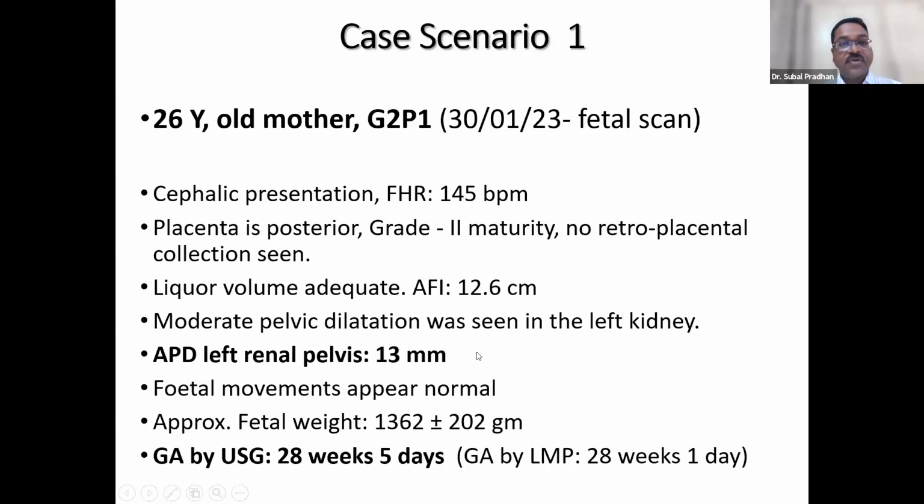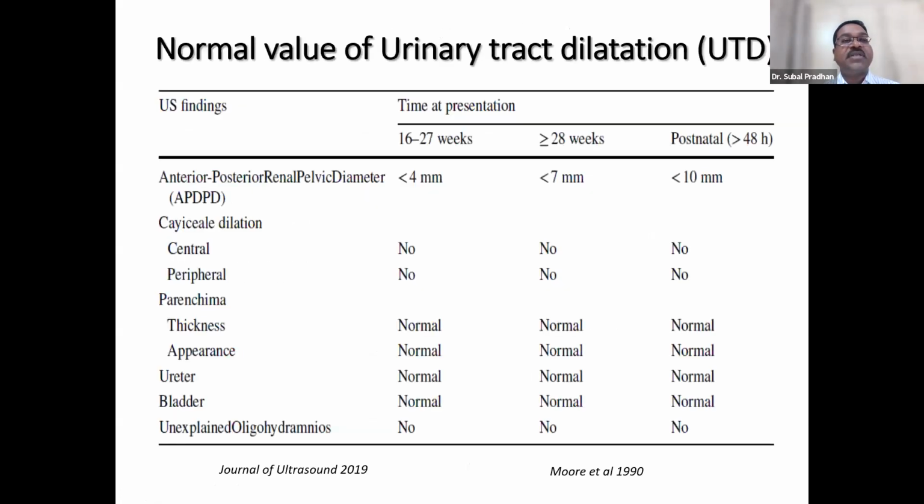So what is wrong in this scan? There was dilatation of the left pelvis. It is still debatable what the normal renal pelvic diameters in a fetus should be. Quickly summarizing, this is a table showing the normal values of pelvic dilatation. For the postgraduates, please do remember that if the anteroposterior diameter is less than 4 mm at 16 to 27 weeks, or less than 7 mm at 28 weeks or more, or less than 10 mm at 48 weeks, it is considered normal and not too dilated. So 4, 7, 10 is the cutoff point.